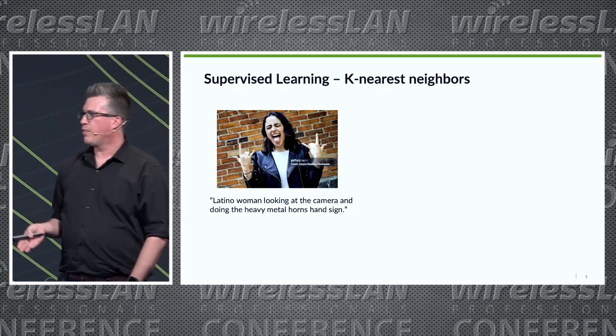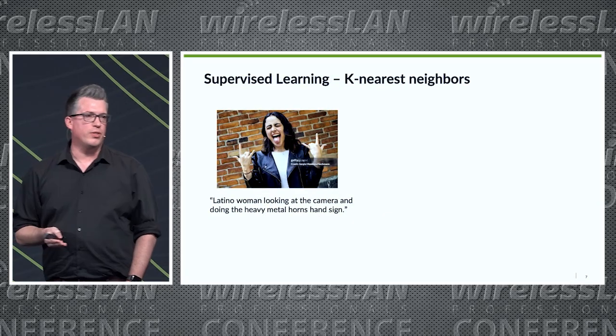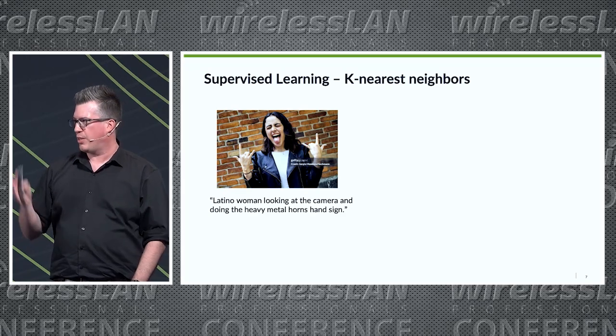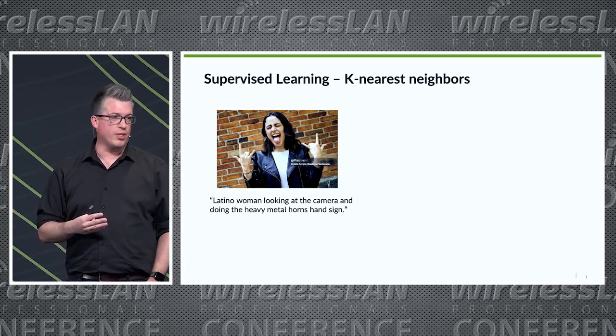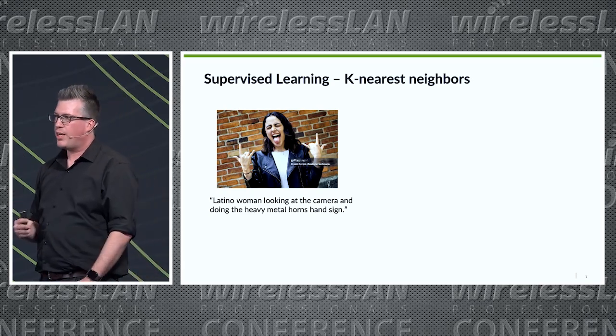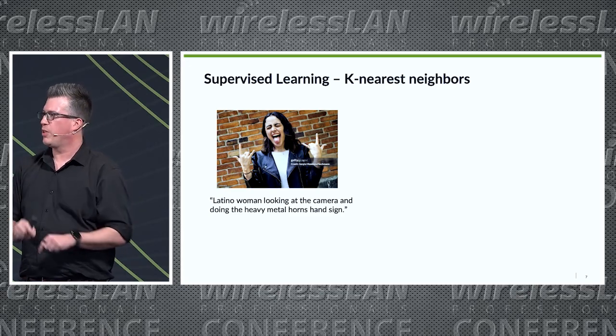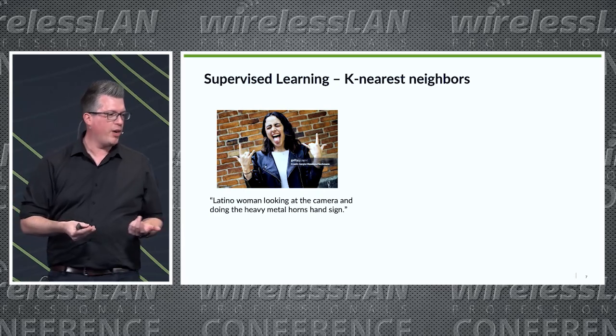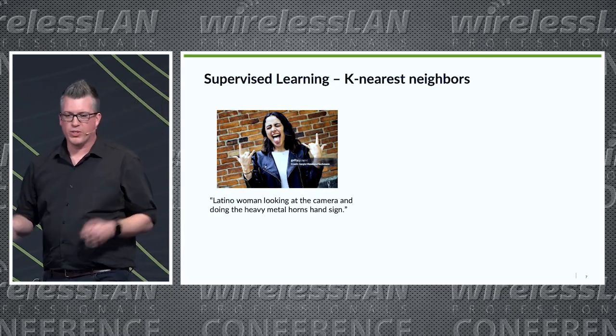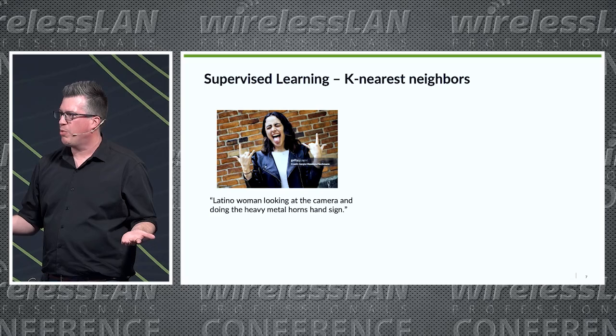So I wanted to give you a quick example of a supervised learning technique called k-nearest neighbors. And I basically said, okay, let's do the analogy of a streaming service recommending songs for you, whether you've liked particular songs before or not. I'm a metalhead. I went, okay, let's just search on stock photo for a metalhead. And this is the image that came up: a Latino woman apparently looking at the camera with the metal horn sign. She's not looking at the camera, she's got her eyes closed.